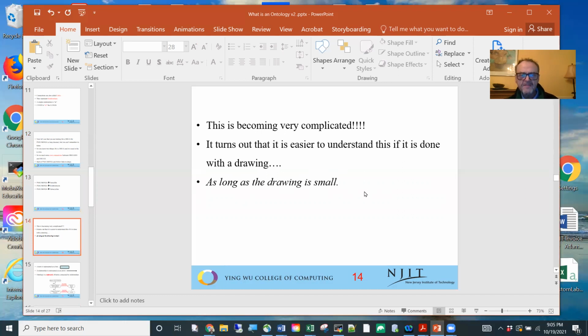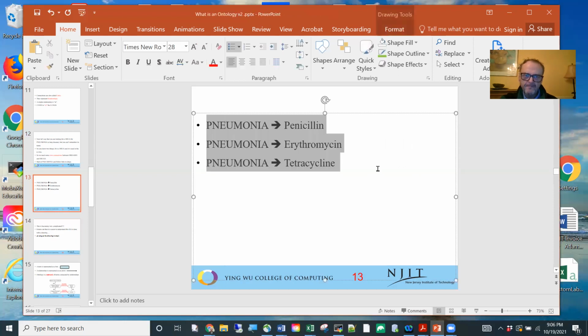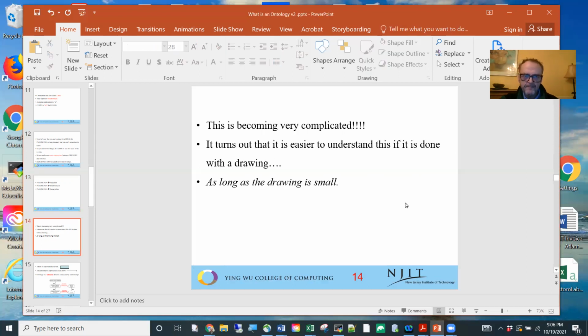Now, all this is becoming very complicated. I promised you a simple introduction, a simple explanation, but you see it's already very complicated. So over many years that people worked on this, it turned out that it's easier to understand ontologies if you represent them with a drawing, as long as the drawing is small. So what you see over here, that already is like the start of a drawing.